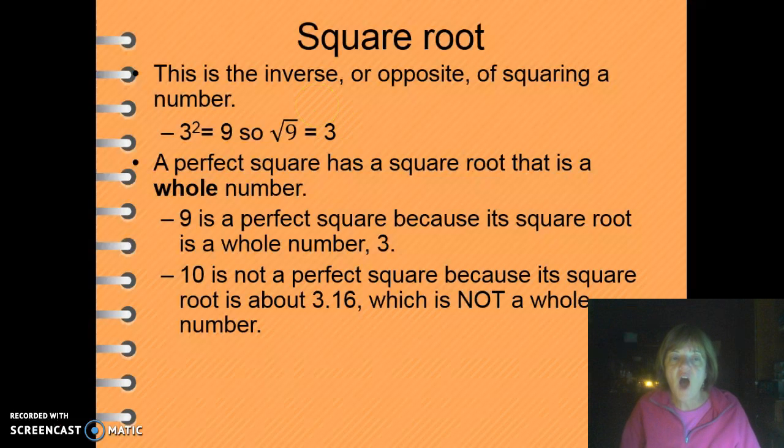Okay, now we call it a perfect square because it ends up with a whole number. So 9 is considered a perfect square because when we take the square root, we get 3, a whole number. But 10, which is so close to 9, but it's not quite there, if we put that into our calculator, we don't get a whole number. We get a decimal, 3.16, okay? So it's not a whole number. 10 is not considered a perfect square.